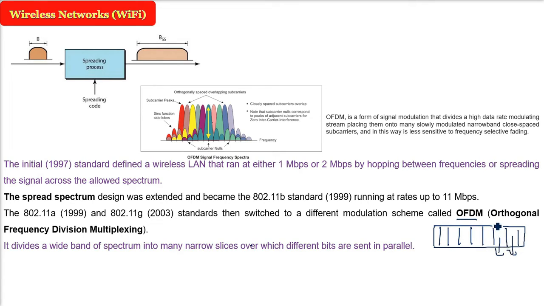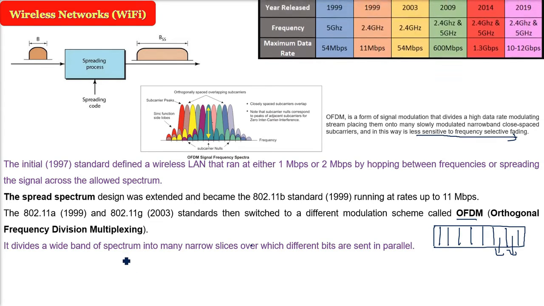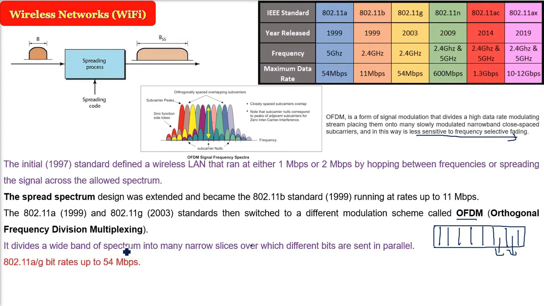So this is how the frequency selective fading is less. So this becomes less sensitive to the frequency selective fading. This is the picture I wanted to highlight. We'll be talking about this in detail. And there are different versions giving different speeds.